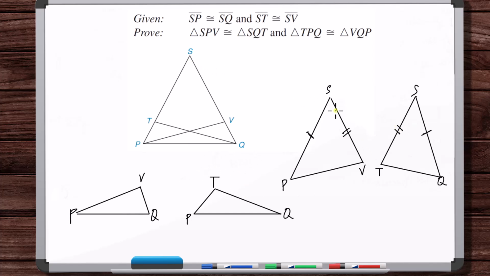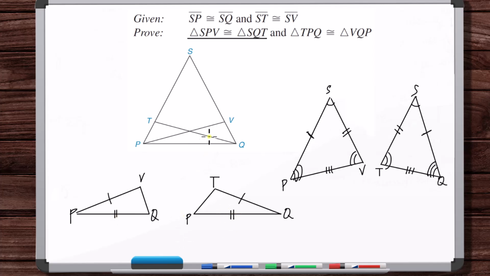Okay, but angle S is congruent to itself. So by side angle side, we can show that this congruence holds. These two triangles are congruent. So with that, we can go ahead and match up the rest of these features. Between the 3 and the 2, okay, so there we go. All right, so now PV is congruent to TQ. PQ is congruent to itself.